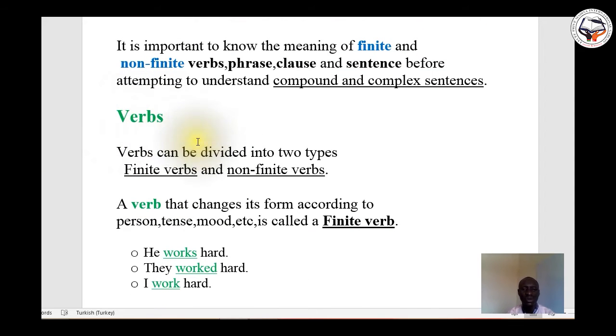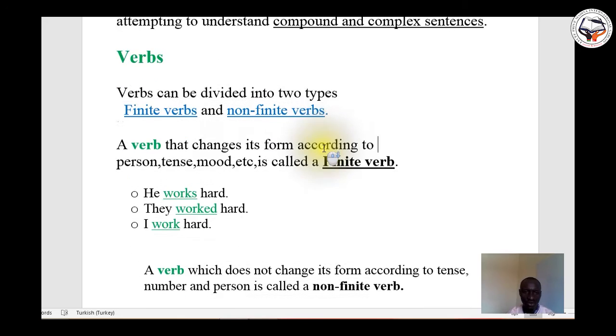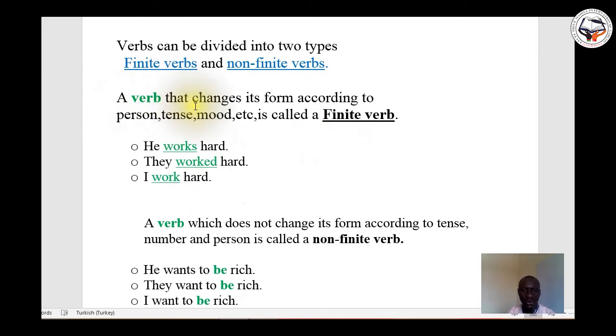For you, what is the meaning of verb? You have to keep in mind that we can divide verbs into two types. We have finite verbs, and also we have non-finite verbs, as you have just said before. There are two types of verbs we have. Okay, let's deal with the finite verb.